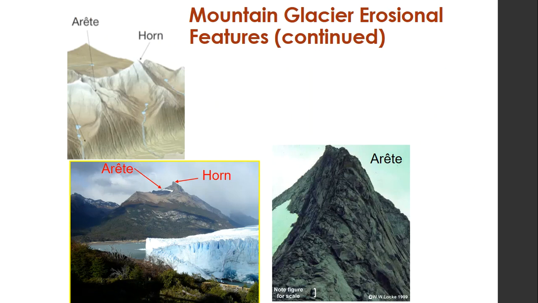There are some erosional features that happen with mountain glaciers near the top. And so as the glacier is forming and it's up on the side here, it's going to carve out the sides of this mountain. So between these rounded shapes, you get these very, very sharp lines.